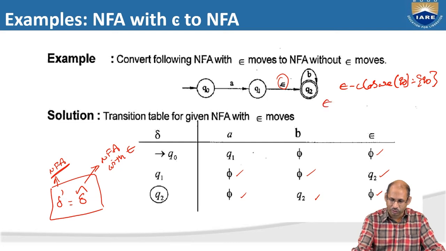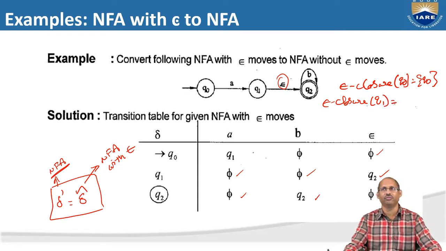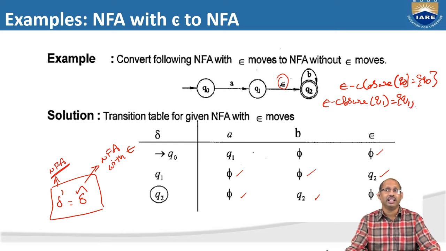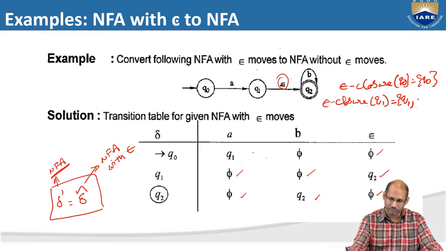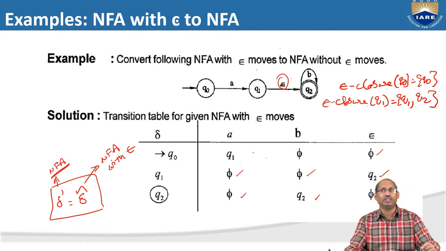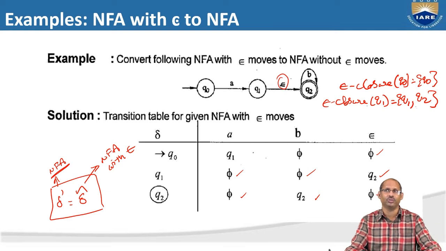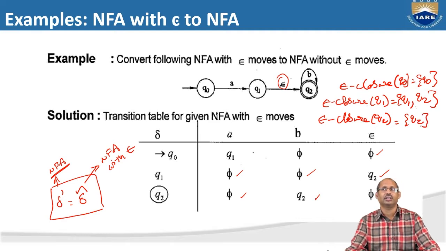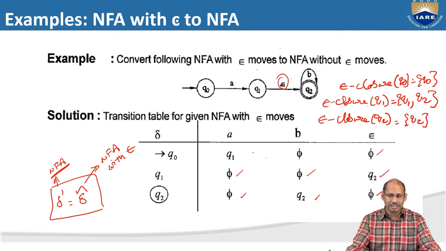Then, epsilon closure of Q1. First, the same state, Q1. Then, it can reach Q2 on epsilon from Q1. So, we can add Q2. So, epsilon closure of Q1 is Q1, Q2. Then, epsilon closure of Q2 is simply Q2. So, this is the first requirement: the epsilon closure of the states.